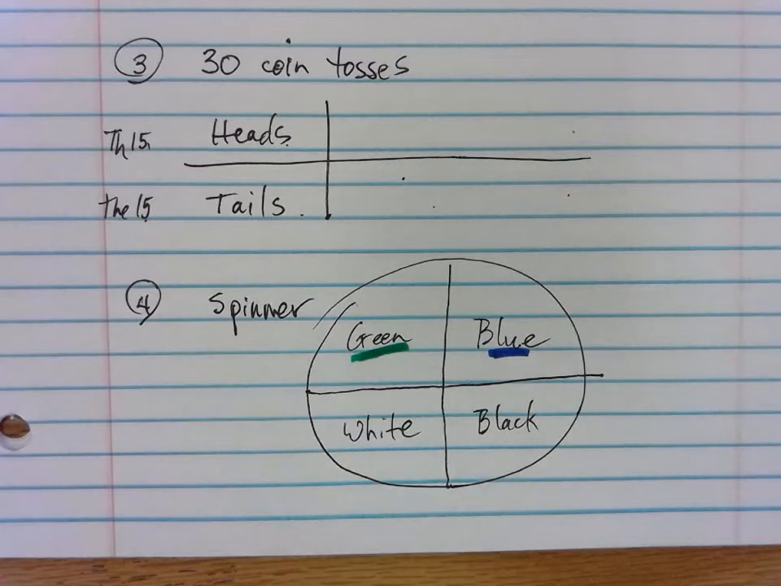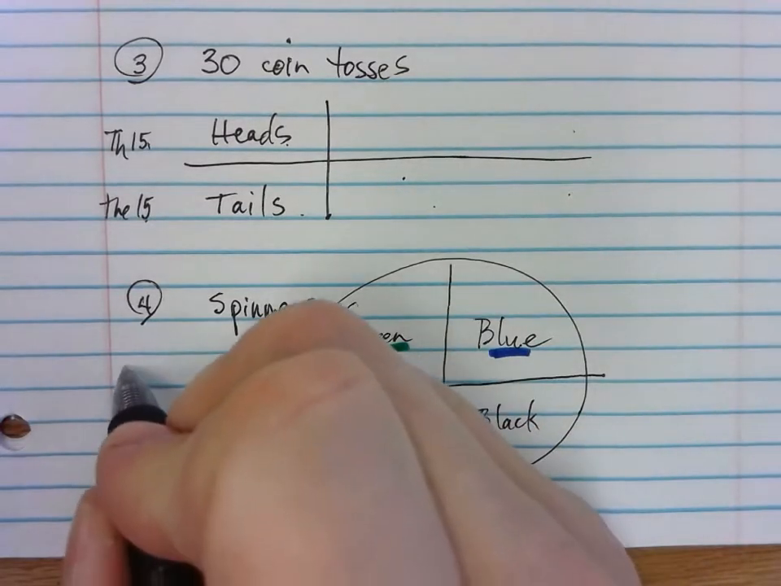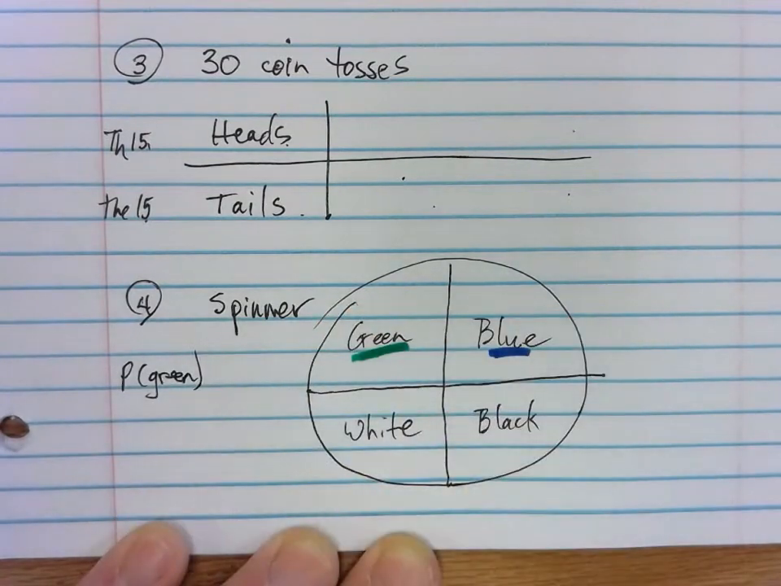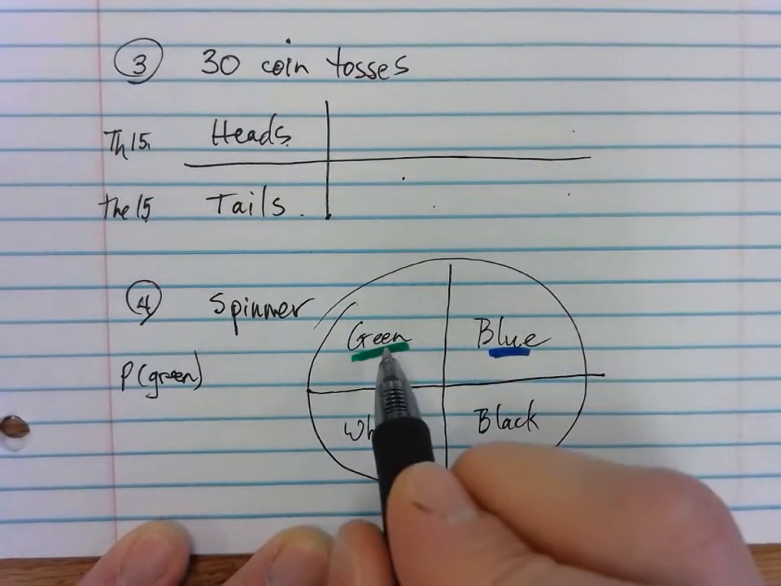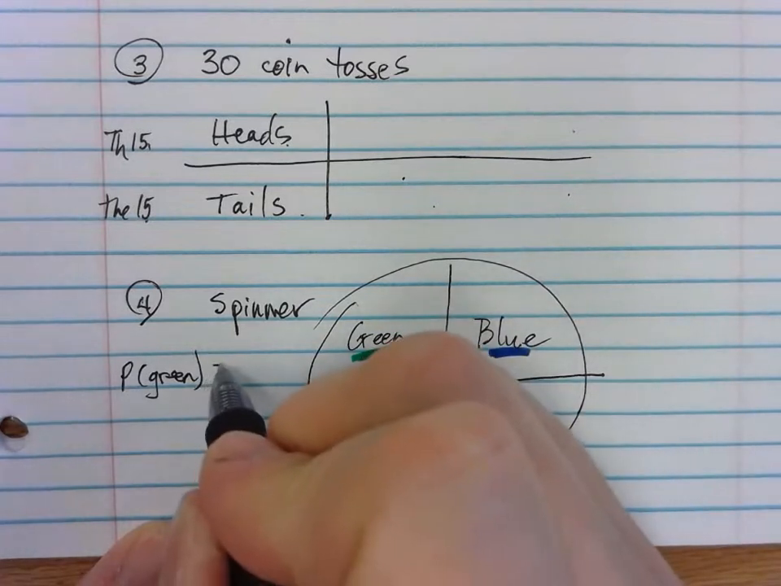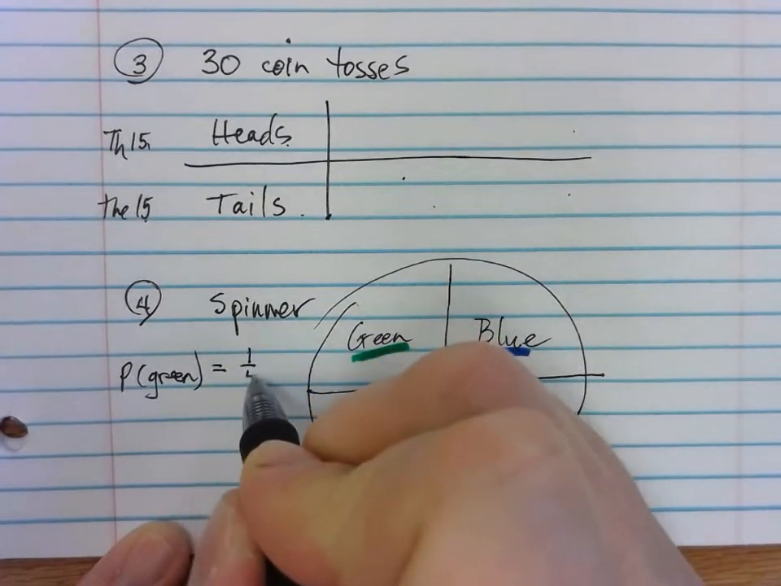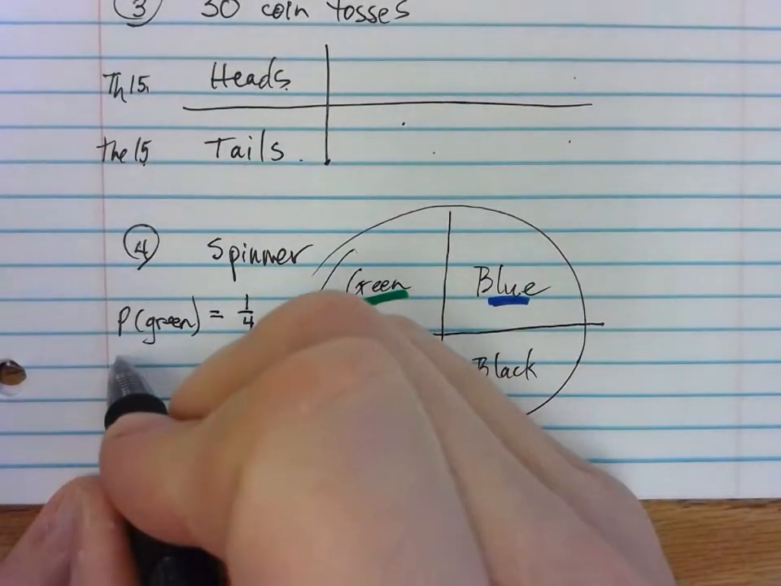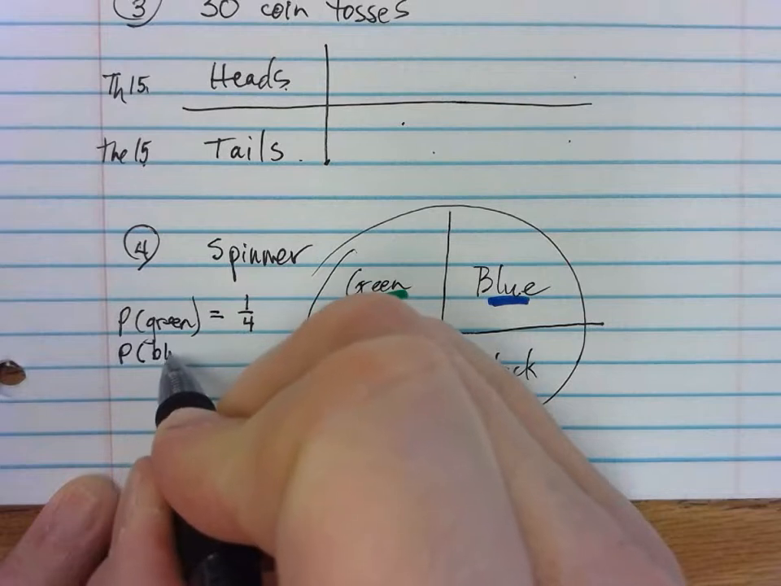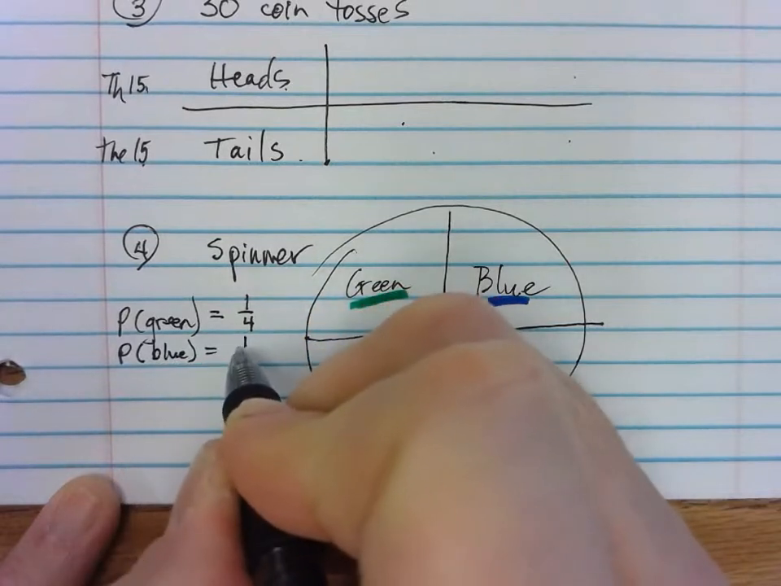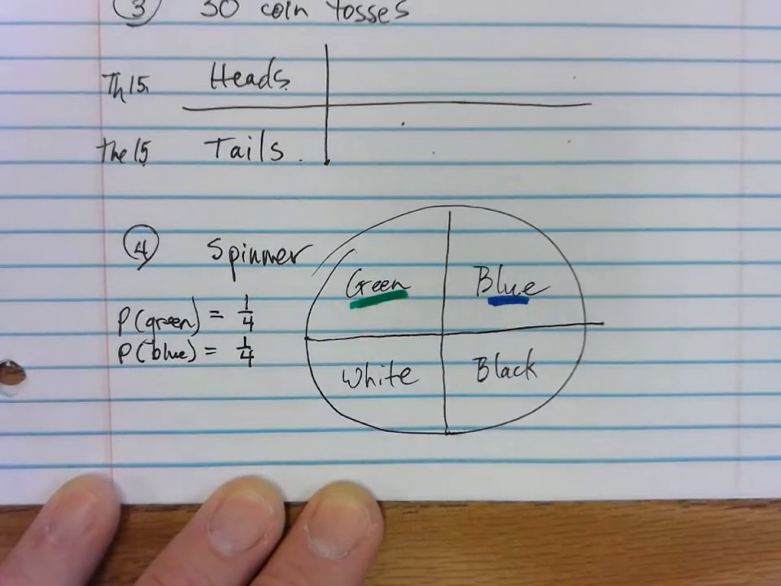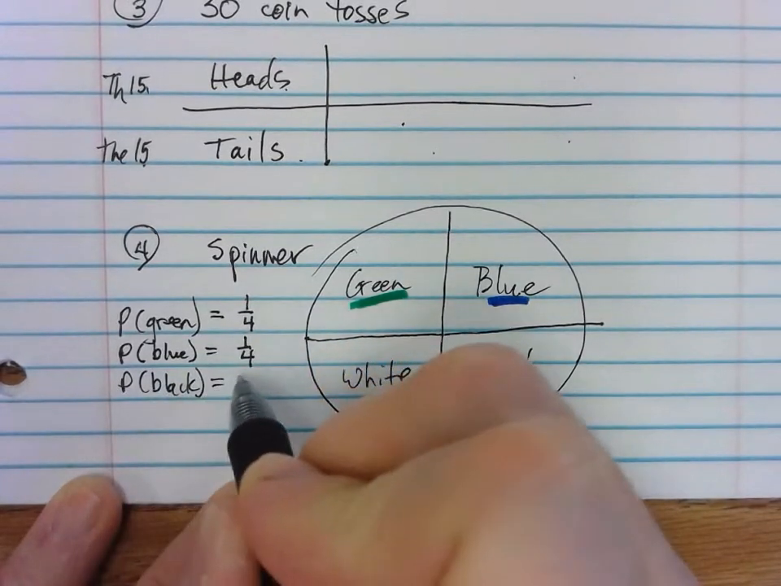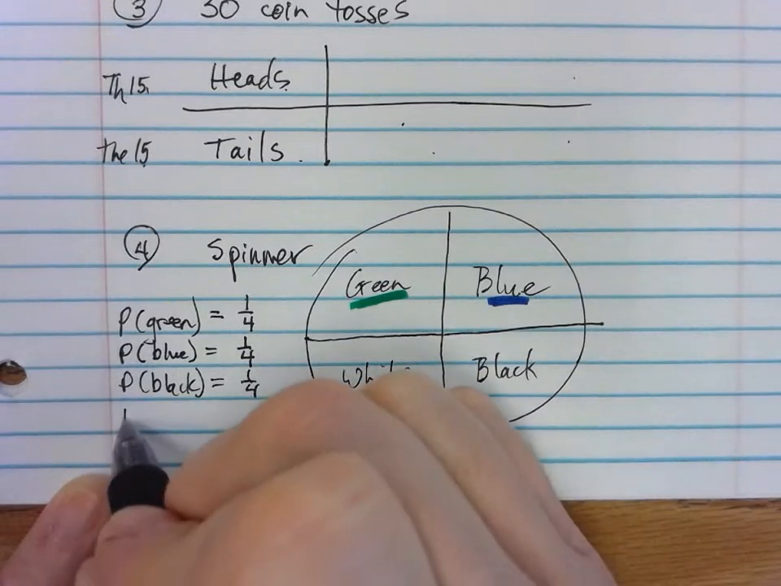Okay, so now as you look at this spinner, how much of that spinner is green? If I said, what's the probability of spinning green? Okay, the probability of green is what? Well, there's 1 green section out of 4, right? So the theoretical probability is 1/4. What's the probability that you get blue on that spinner? Okay, the theoretical probability of blue is also 1/4. What's the probability you get black? 1/4.